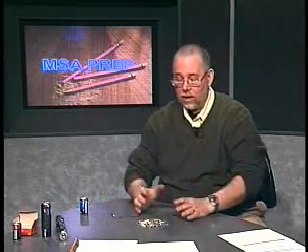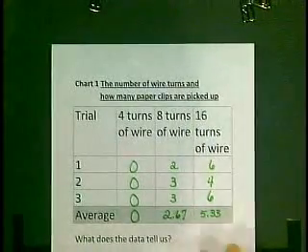So, in doing this first activity, our variable, what we were changing in the experiment, was the number of turns of the wire around the nail. That is what we changed. The battery, we had 1 battery, and our number of paper clips remained the same. Let's take a look at our data.